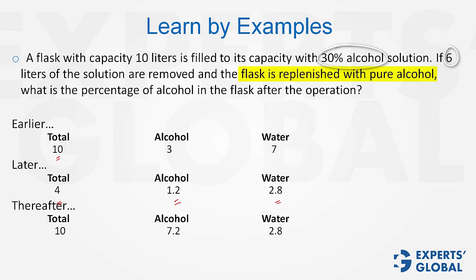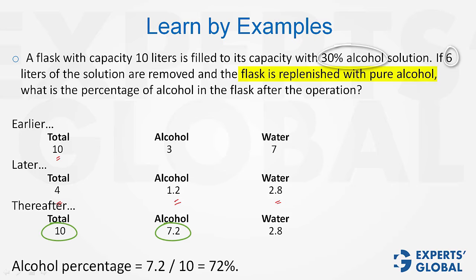What is the percentage of alcohol in the flask after the entire operation? The answer is 7.2 divided by 10. That is 72%.